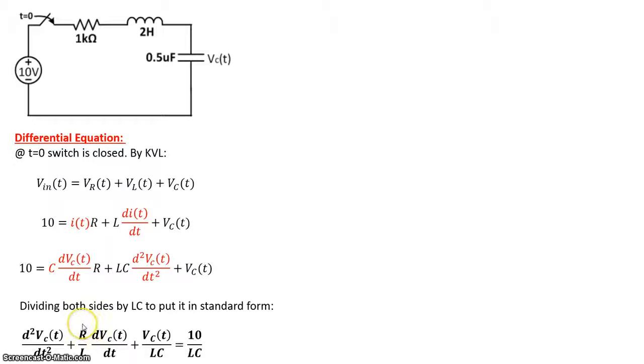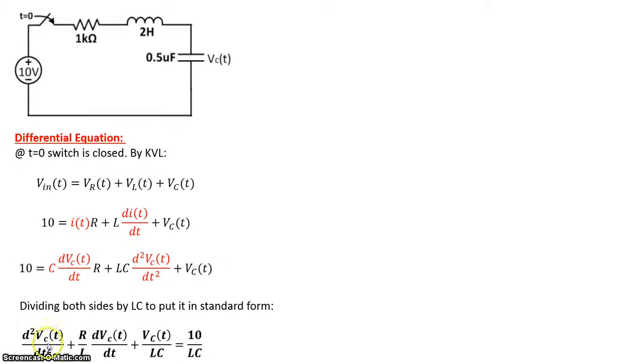R over L is the 2 zeta omega n term, where zeta is the damping factor, and 1 over LC right here is omega n squared, which is the undamped natural frequency squared. Omega n is the undamped natural frequency. The right hand side, 10 over LC, is the forcing function. Since the circuit has a homogeneous and a particular solution because of the forcing function on the right hand side, we'll have to consider the voltage across the capacitor as both a particular and a homogeneous solution.